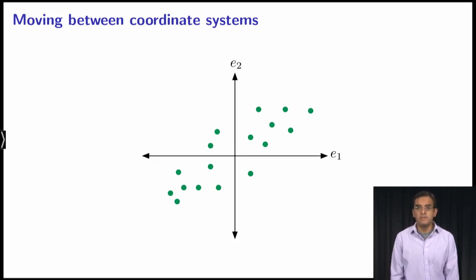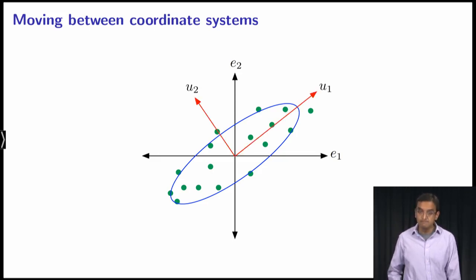So in this picture, we have a simple two-dimensional data set, with two features, and they are positively correlated. If we were to fit a Gaussian to this data, it would look something like this. Okay. So what I'm going to do is show you an alternative coordinate system for this data.